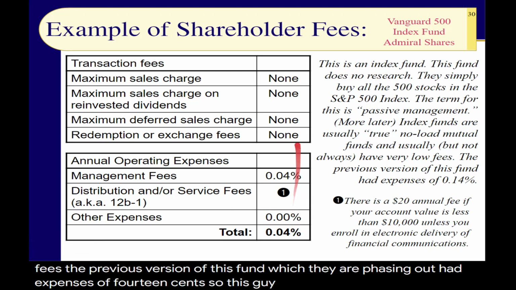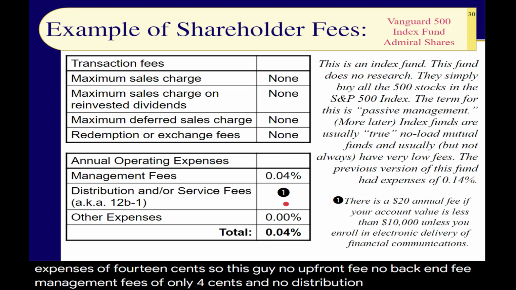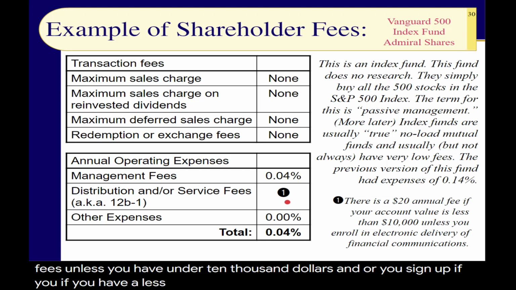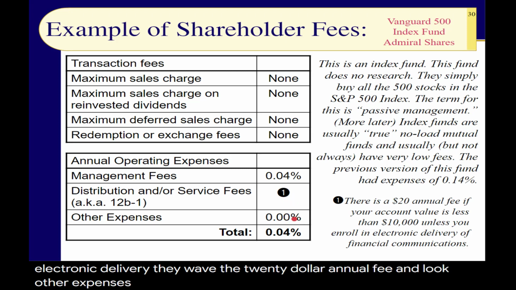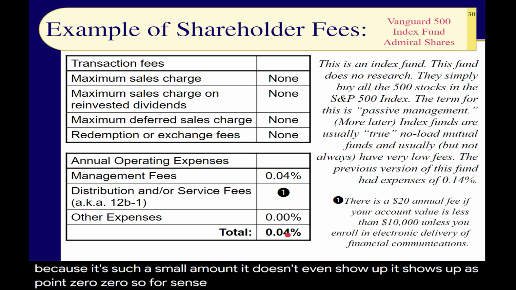So this guy, no upfront fee, no back-end fee, management fees of only 4 cents, and no distribution and or service fees unless you have under $10,000. If you have under $10,000, if you sign up for electronic delivery, they waive the $20 annual fee. And look, other expenses, well, it's not actually zero, but because it's such a small amount, it doesn't even show up. It shows up as 0.00. So 4 cents. 4 cents. Well, they better not be charging any more.